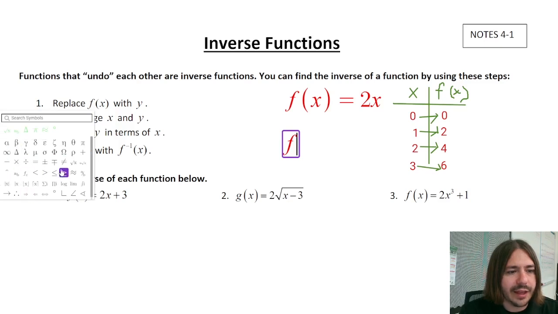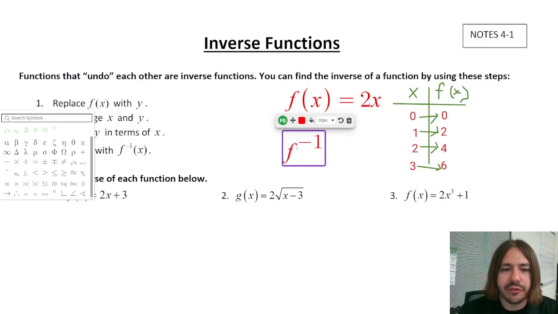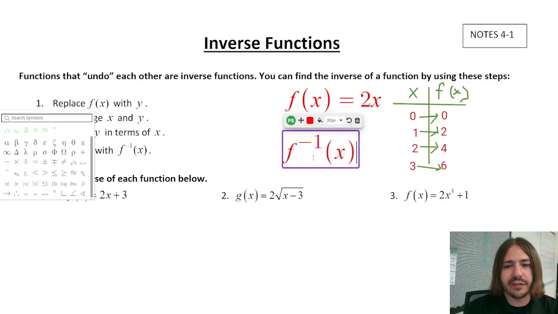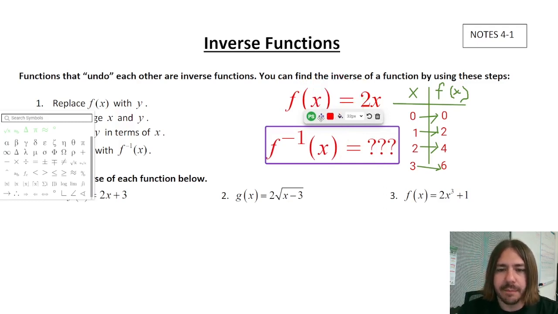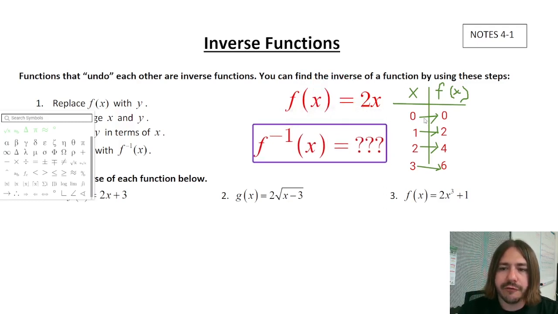If we were to define the inverse of f here, the way we would write that is with a little -1. It looks like an exponent. See, f with a little -1 exponent, and the way you read this is the inverse of f of x. We're going to learn how to find the actual rule today, but you might be able to figure it out just by looking at the table.